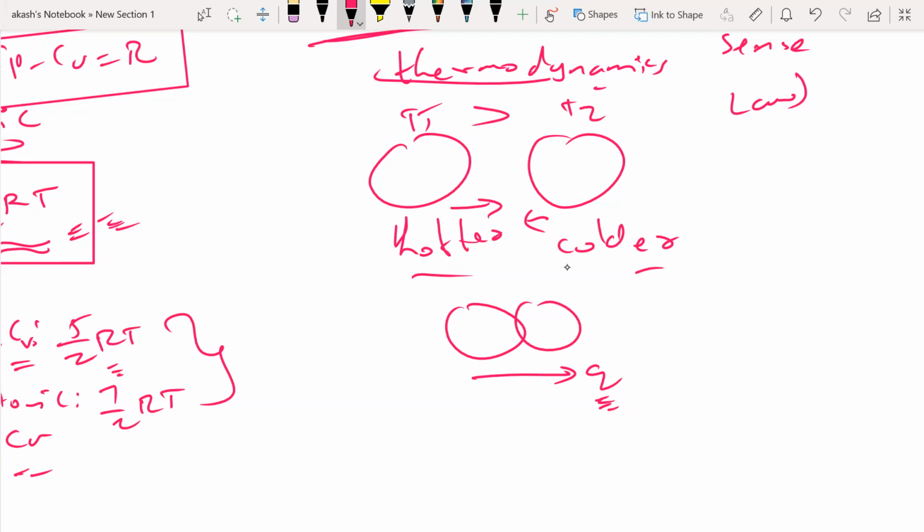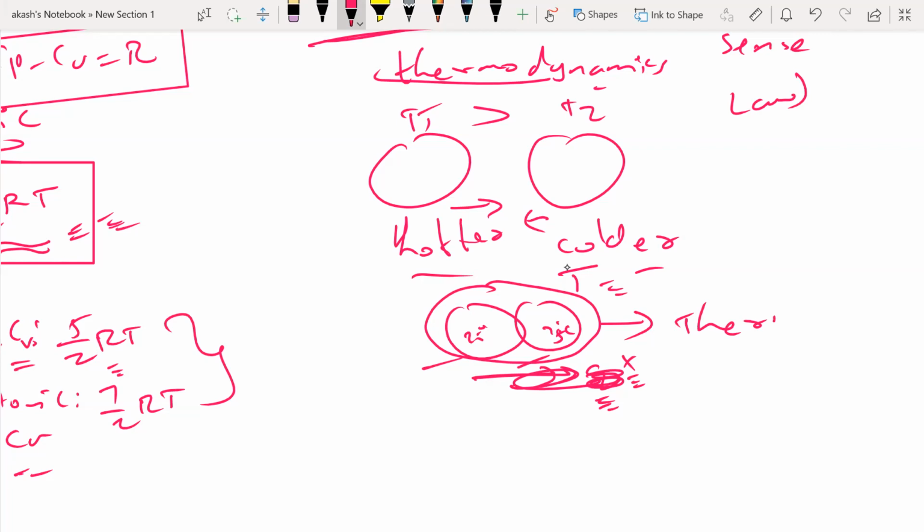The heat flow will happen until both the bodies attain some common temperature. Say both of them reach 25 degrees Celsius. Till this time the heat will flow. The moment both reach 25 degrees Celsius, there is no heat flow. So at this point, when 2 bodies are there and there is no heat flow between them, this kind of situation is called thermal equilibrium.